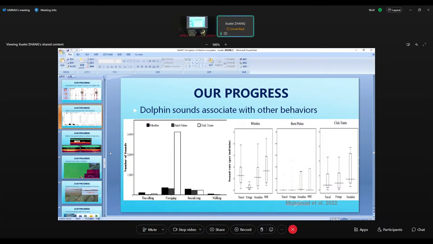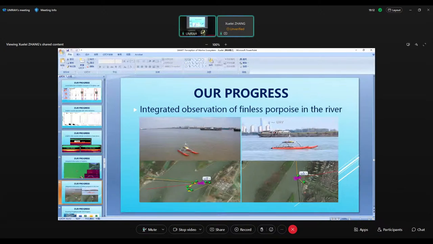That's integrating the sky, the ocean space sensor underwater, and stereo observation of the yellow bodied dolphin. You can see the spots. These are our applications of the UAV integration, with UAV observation of the finless porpoises in the Yangtze River.